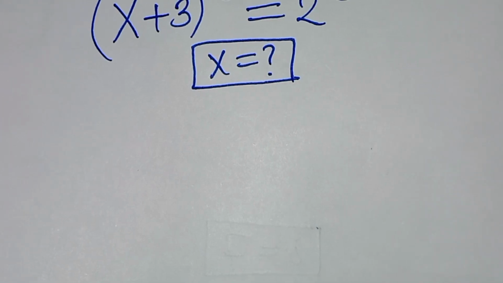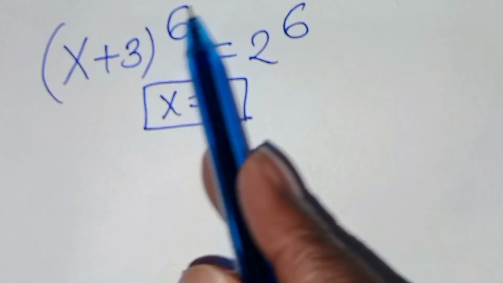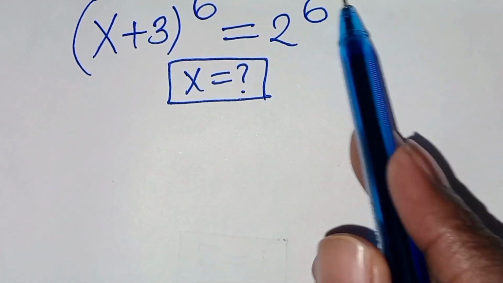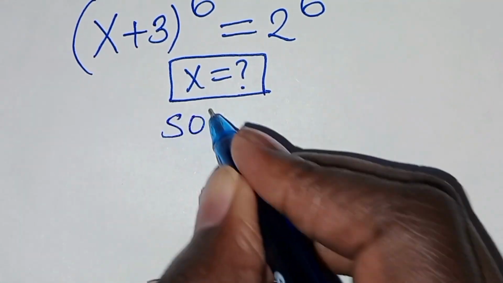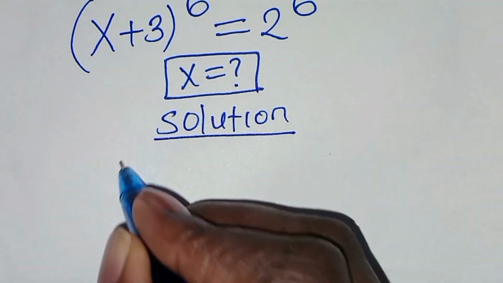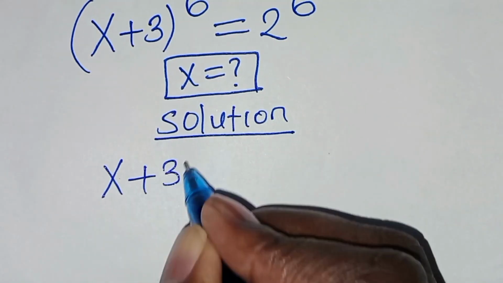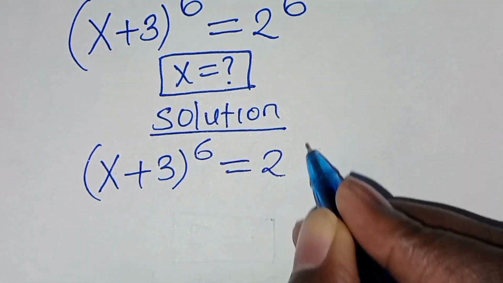You are welcome to solve this nice exponential equation, which is (x+3)^6 = 2^6. What is the value of x? Now, solution from here, we have (x+3)^6 equal to 2^6.